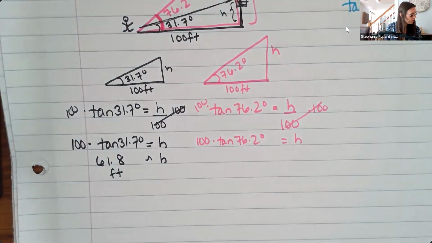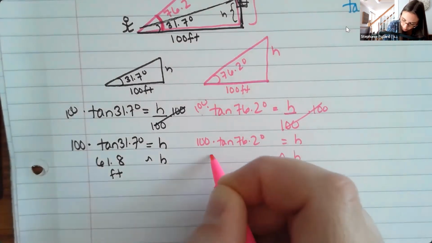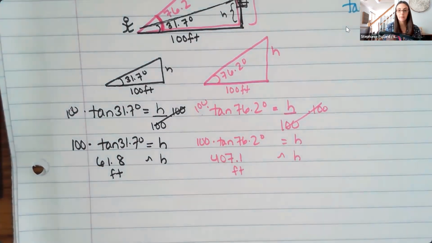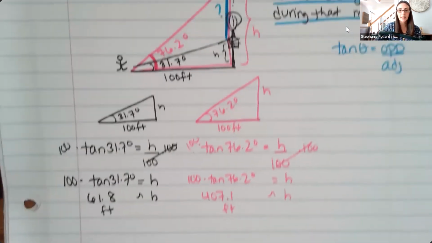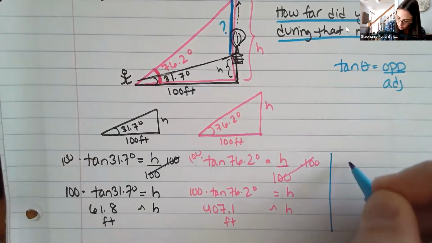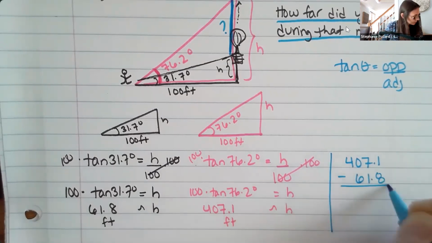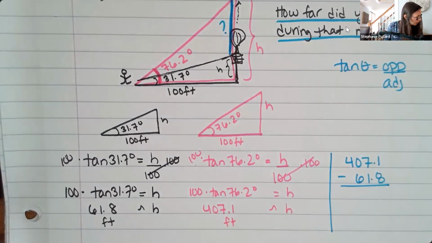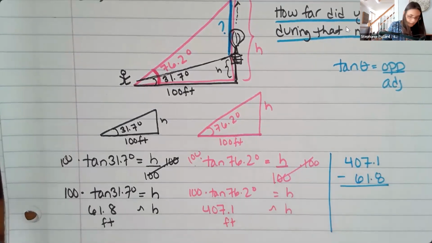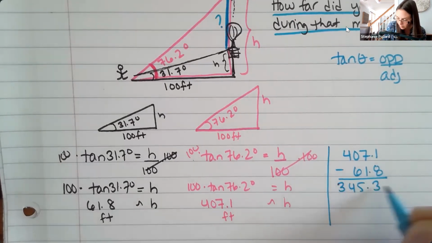And then for the other one, when you do that side, you get 407.1 feet, again, approximately. So now I know the two heights of the triangles, and what I can do is subtract them to get my final answer here. So 407.1 minus 61.8. And that change is going to give me about, let's see, 345.3.